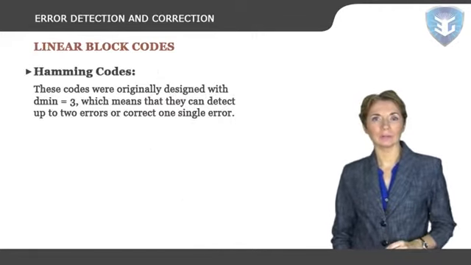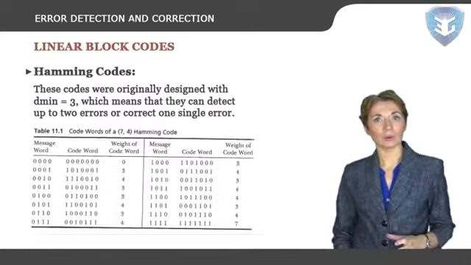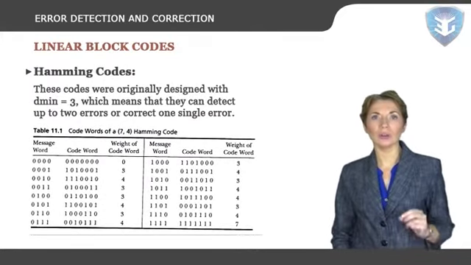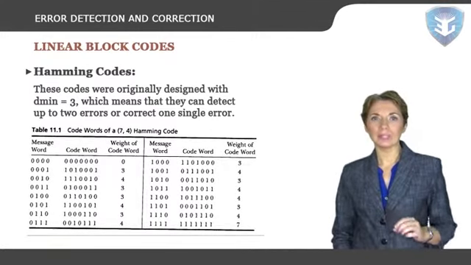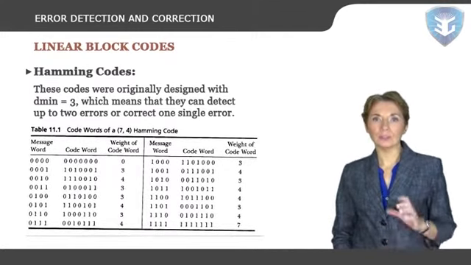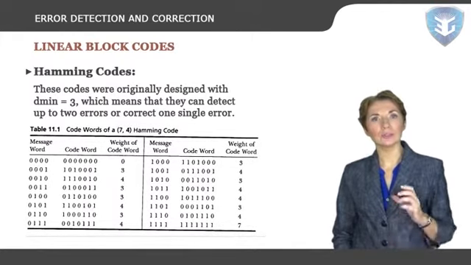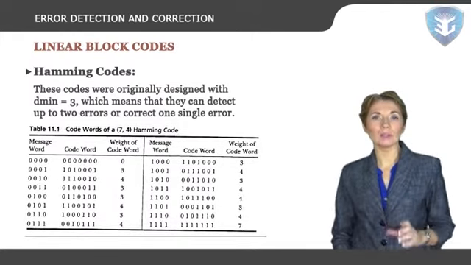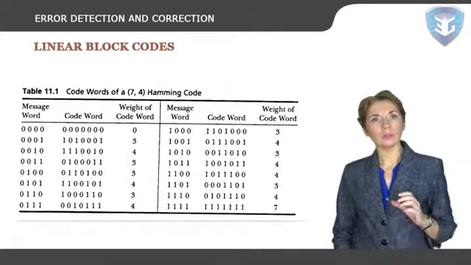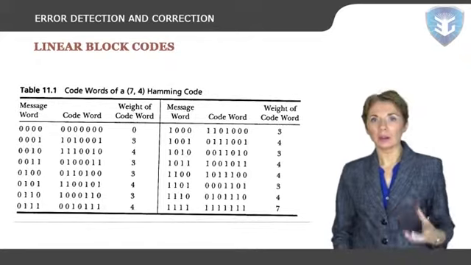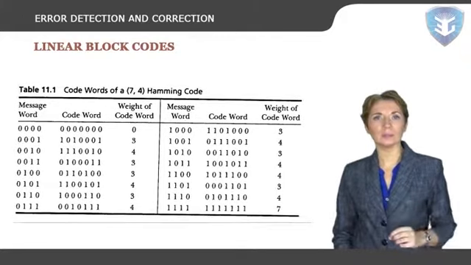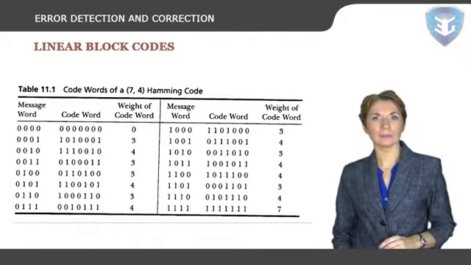Hamming codes. Now let's discuss a category of error-correcting codes called Hamming codes. These were originally designed with dmin equals 3, which means that they can detect up to 2 errors or correct one single error. Although there are some Hamming codes that can correct more than one error, our discussion focuses on the single-bit error-correcting code. Now in the end, let us summarize what we have learned in this lecture.